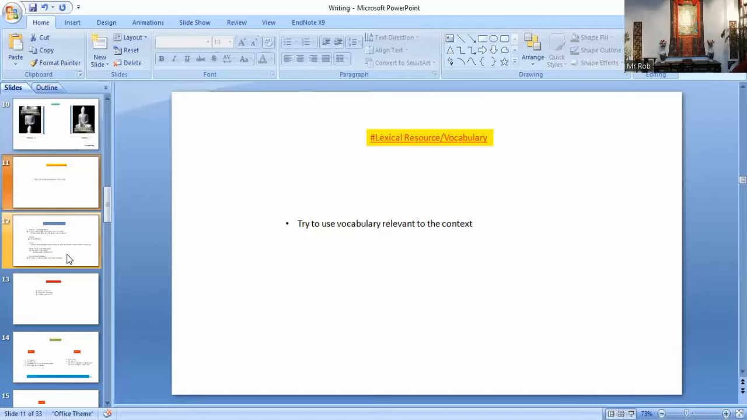So try to use vocabulary that is pertinent to that specific topic, and don't use vocabulary randomly, in a way that does not make sense. For example, if you are very hungry, don't say, I want to eat and eat more. Try to say I'm starving, or I have a huge appetite. That is the right way of saying it. So try to use the right vocabulary.